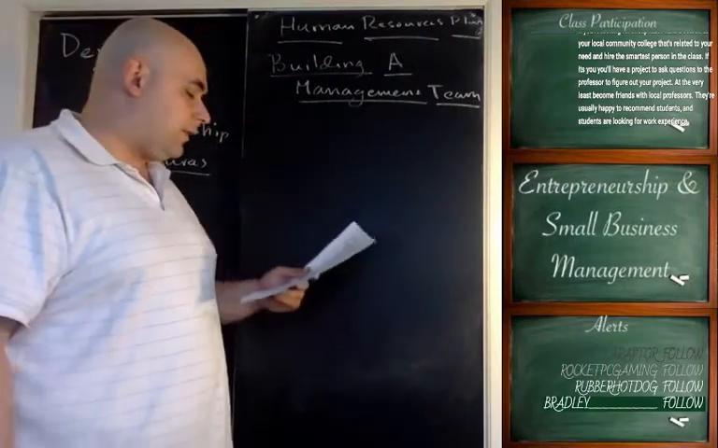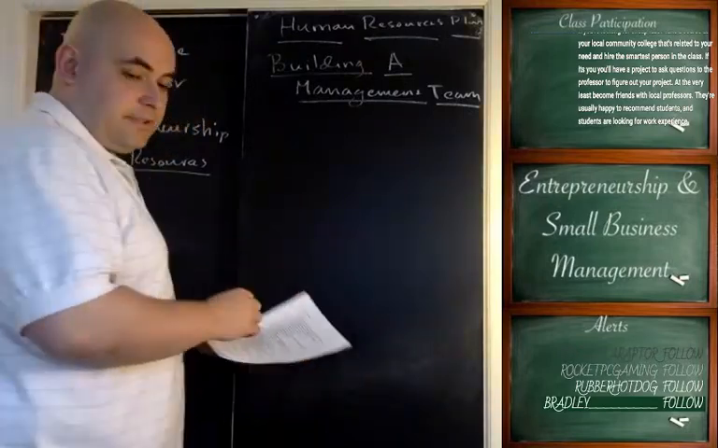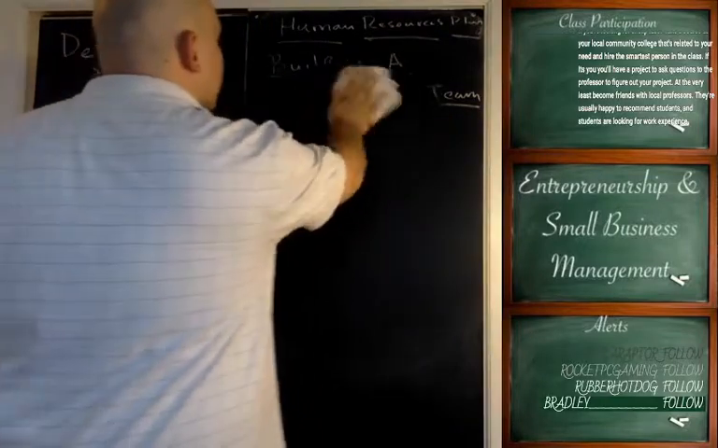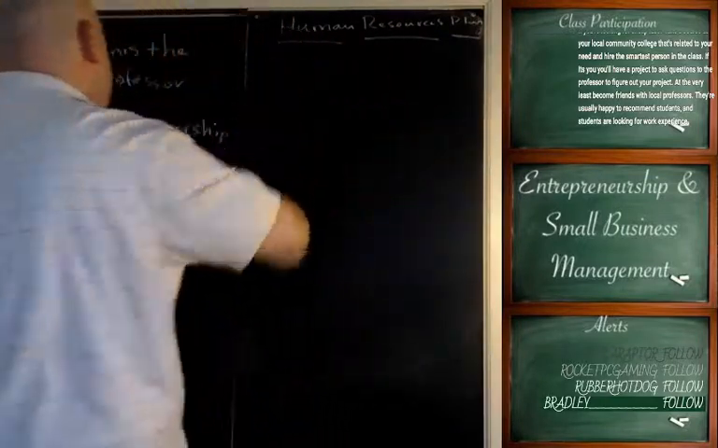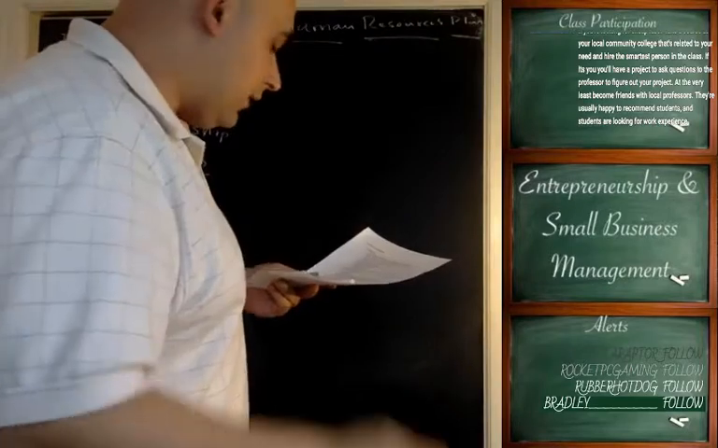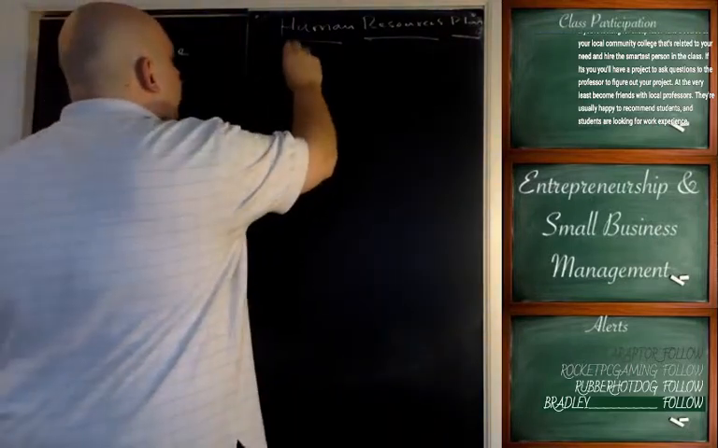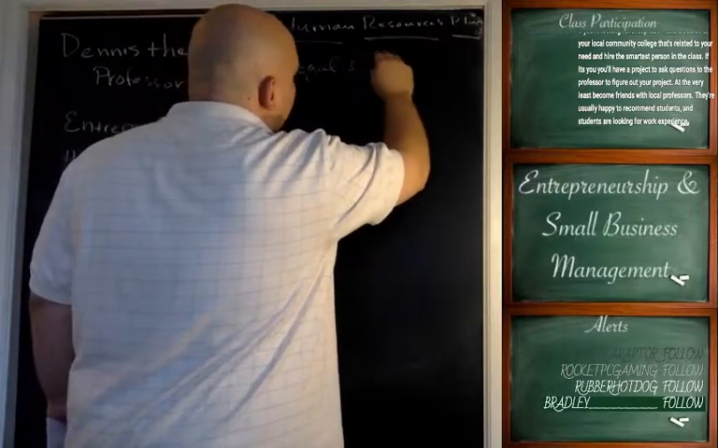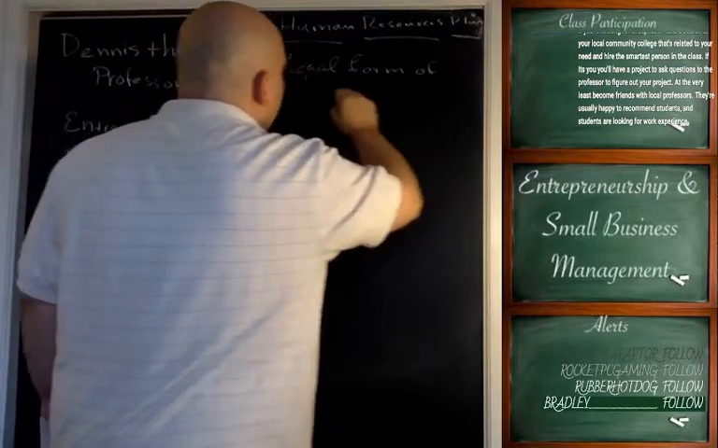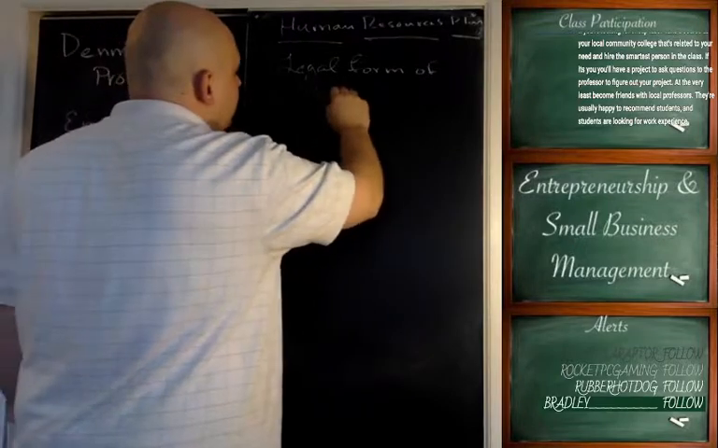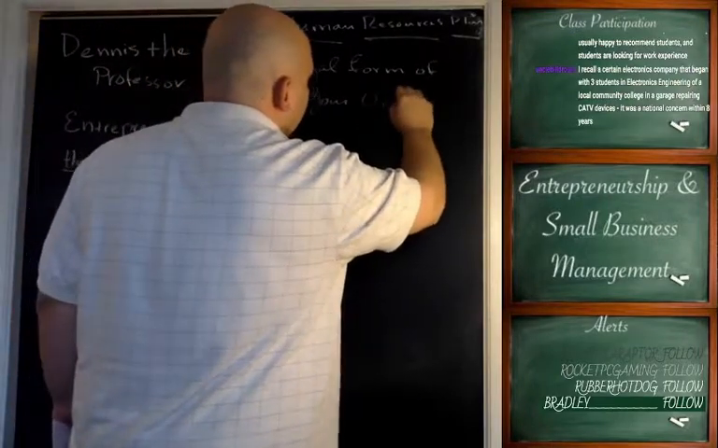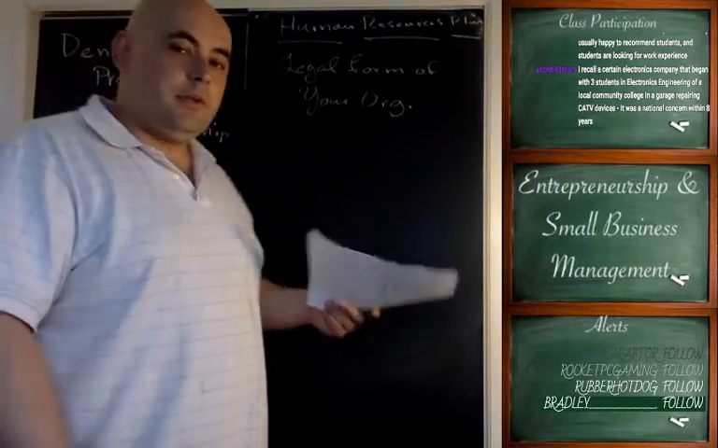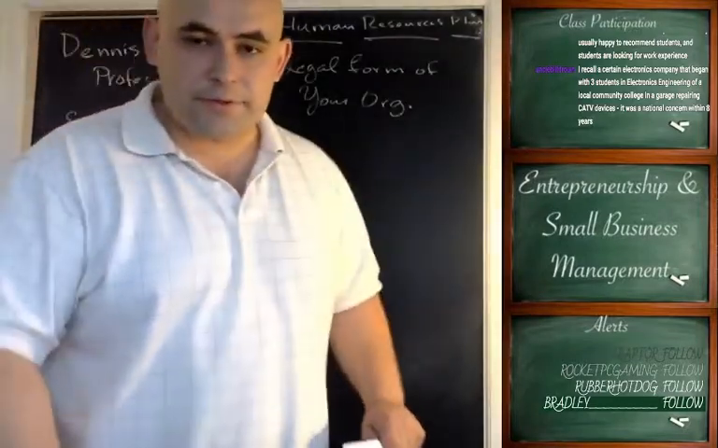That'll be absolutely fine. So the next thing you're going to want to do after you've built your management team, at least on paper, is you're going to want to understand what is going to be the legal form of your organization. Right? What is going to be the legal form of your organization? Right? And so you've probably heard of a few of these.